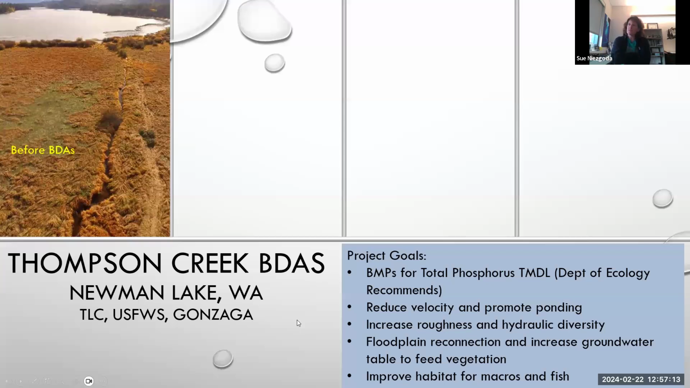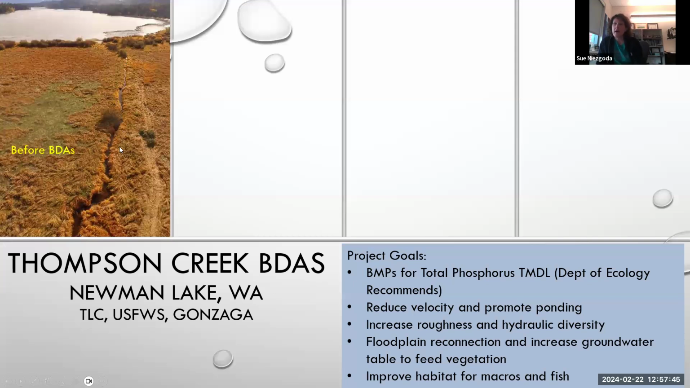Okay, so the big one we've been doing, and the one that I've been diving the most deeply in with monitoring the effectiveness, is Thompson Creek. And this is, once again, just outside of Spokane, Washington. It's almost near the Idaho border, but just northeast of Spokane. And you can see in the image here, there's Newman Lake, which is up here in the upper left of the photo. And Newman Lake has a TMDL for total phosphorus. And Thompson Creek has what is the only actual surface water source into the lake.